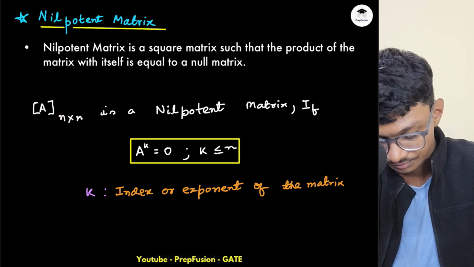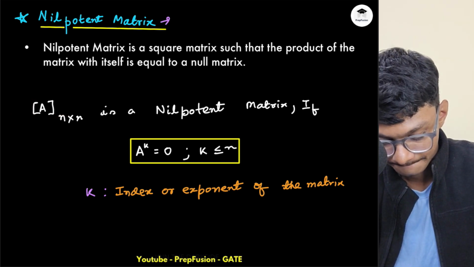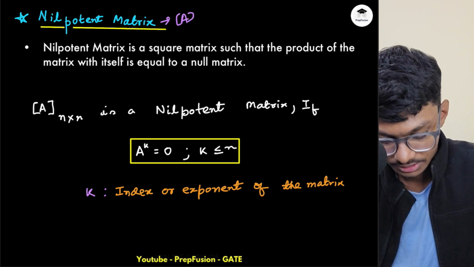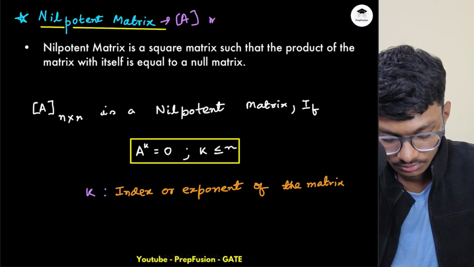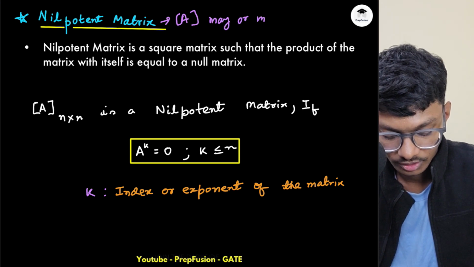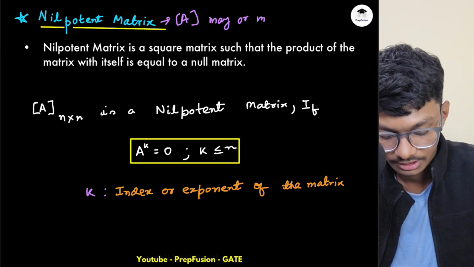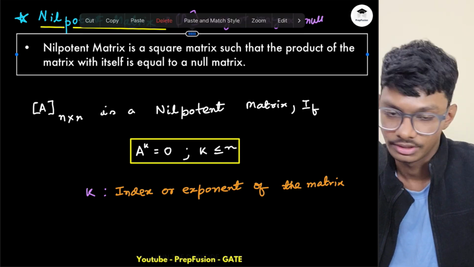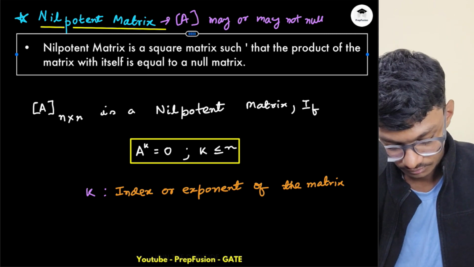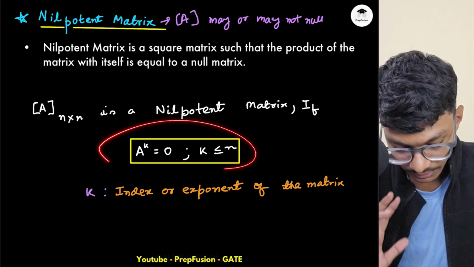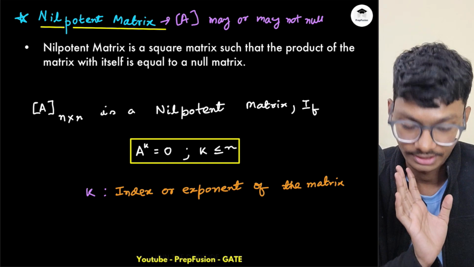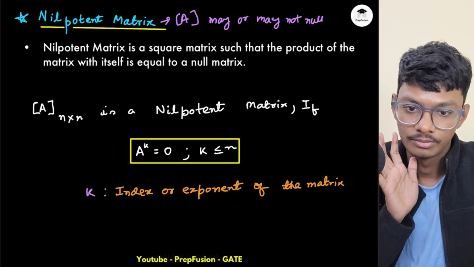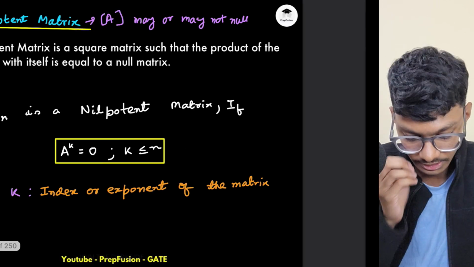But A may or may not be a null matrix. It's not necessary that A has to be a null matrix. But A raised to power k is a null matrix. So if you multiply A 2 times, 3 times, it will be a null matrix. Okay, so let's take an example.